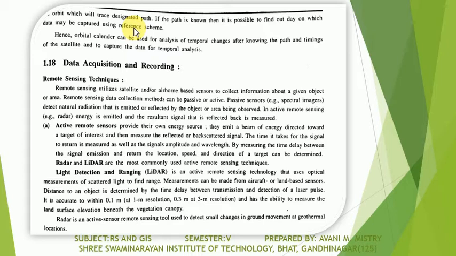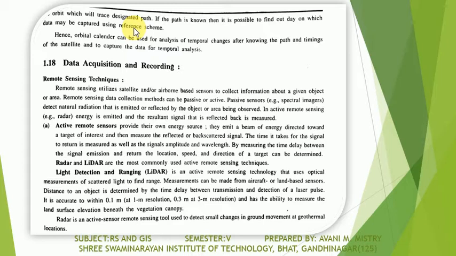Remote sensing utilizes satellites and airborne based sensors to collect information about a given object or area. Remote sensing data, that means it uses satellites and sensors, that is called airborne sensors. Remote sensing data collection methods can be passive and active. Passive sensors, that is spectral imagers, detect natural radiation that is emitted and reflected by the object or area being observed.